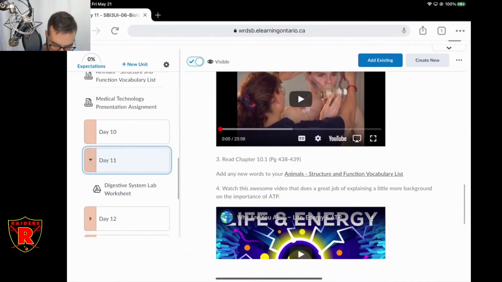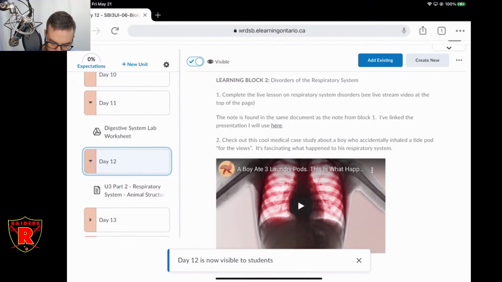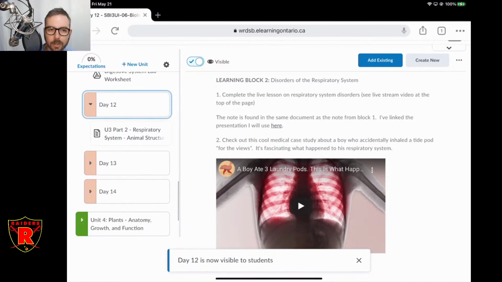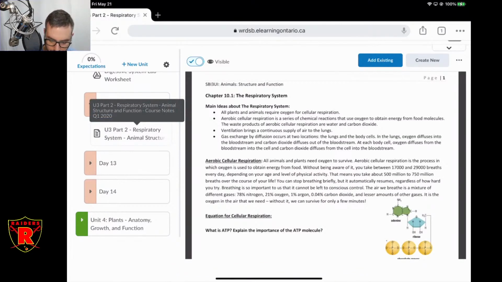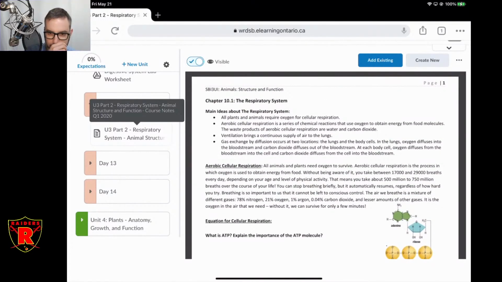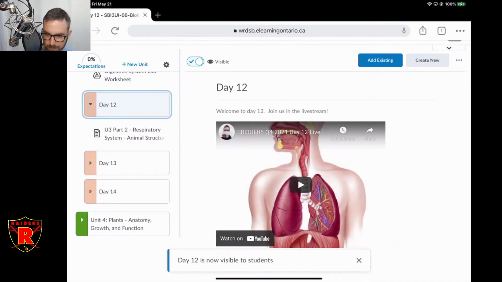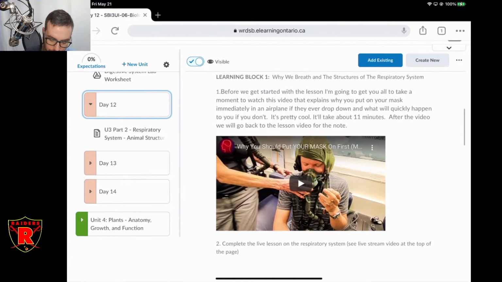Okay, so today is day 12. There is a new note package. It's posted right underneath there. It says day U3 part 2. That's unit 3 part 2, respiratory system, animal structures and function. That's the one that you're going to need. You're going to want to open that in Cami or whatever you're using to edit, or if you've printed it off, you'll need it in front of you.